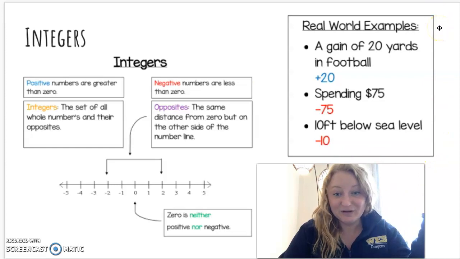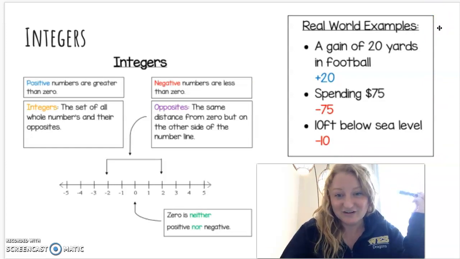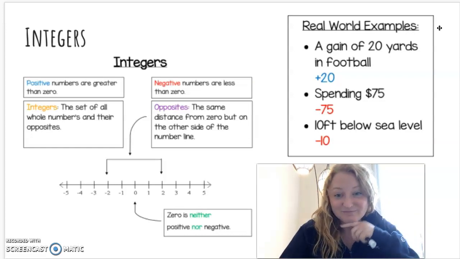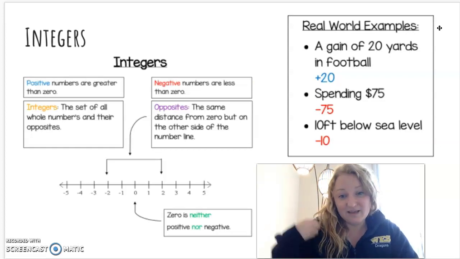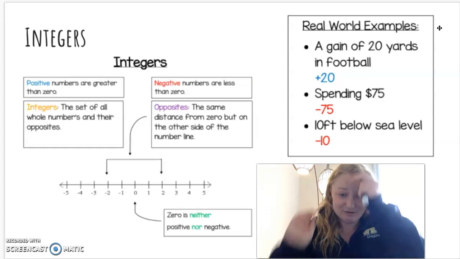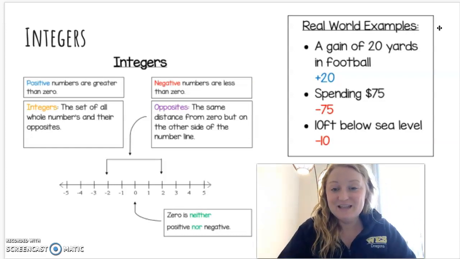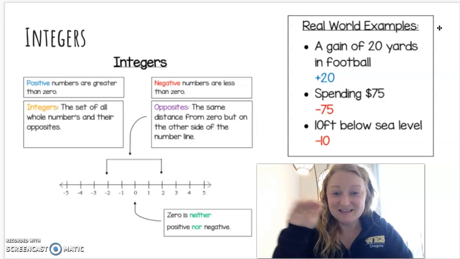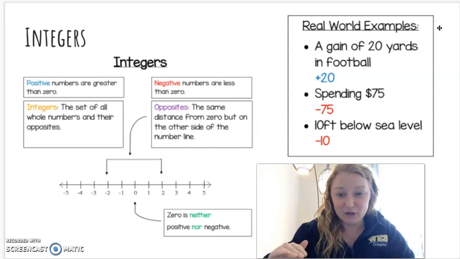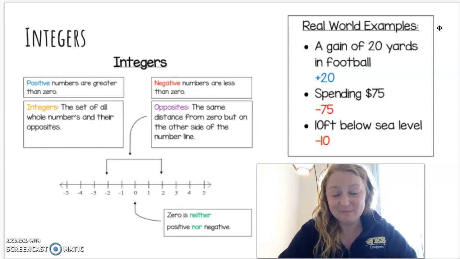So in football, or any sport for that matter, if you gain yards in a football game, that's positive. If you go shopping around the holidays, or if you're spending way too much on Amazon like me, if you're spending money, that's going to be negative. That's taking that out of your bank account and putting it into a company's hands. So spending money would be represented by a negative. 10 feet below sea level would also be negative. So sea level is at 0. 10 feet below would be represented by negative 10.